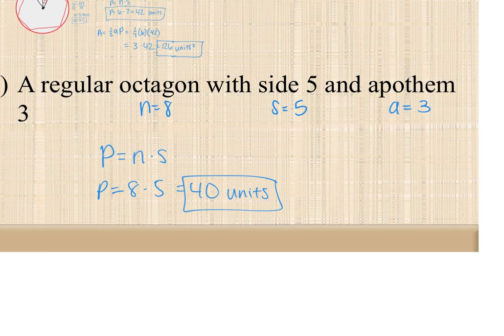How would I find the area? 1/2 times the apothem times the perimeter, right? Or you can just do A and S, but we just found what N times S was. So our area is going to be 1/2 times the apothem, which is 3, and then times the perimeter. And this will give me an area of 3 times 0.5 times 40, should be 60 units squared.